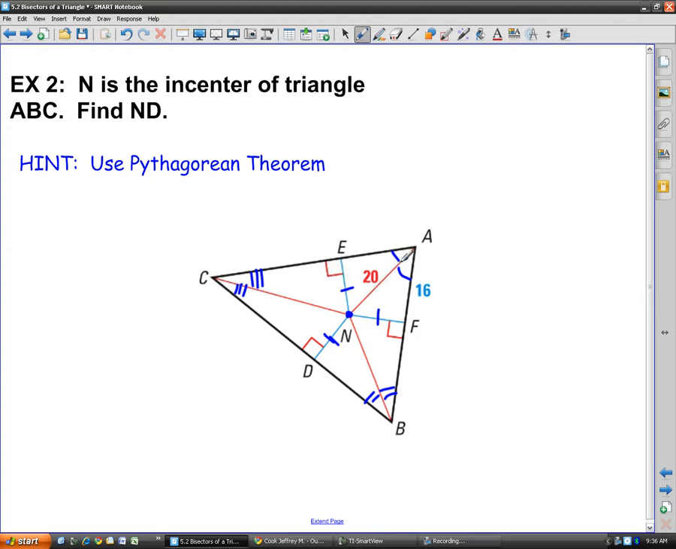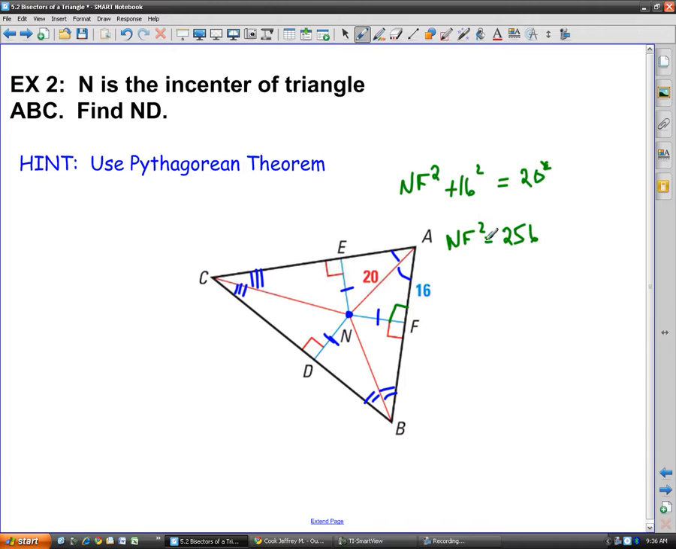So to solve this one, NF, which is standing in for ND because ND and NF are the same length from our previous theorem, is one of the legs, 16 is another leg, and 20 is the hypotenuse, because that is the side opposite the right angle. The right angle is here, even though it's not drawn in, and so that's how I know how to set up this problem. So NF squared plus 16 squared, which is 256, will equal 20 squared, which is 400.